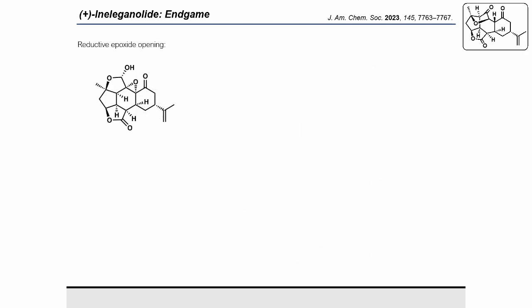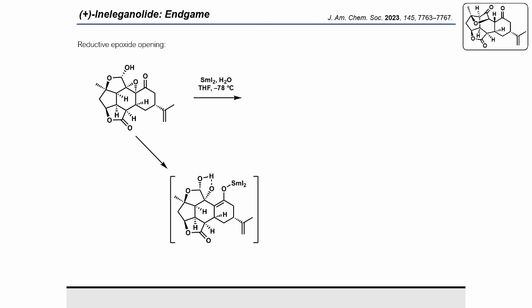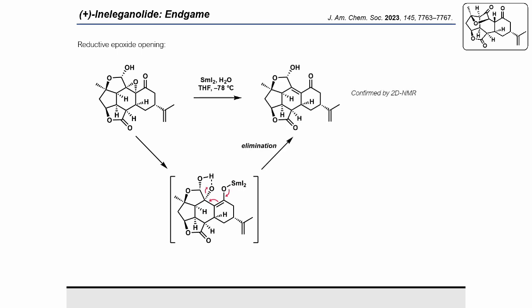Looking to reductively open the epoxide, we again turn to samarium diiodide. Upon reaction, we found that we could indeed open the epoxide, however the resulting tertiary alcohol rapidly eliminated to give rise to the corresponding enone. We again deemed that hydrogen bonding between the hemiacetal and our tertiary alcohol played an important role in enabling the samarium enolate to rapidly force elimination.